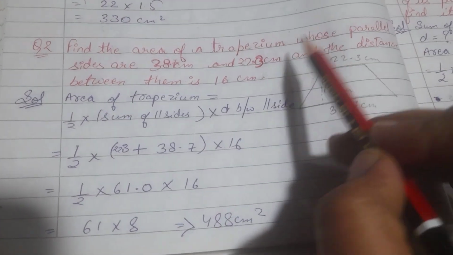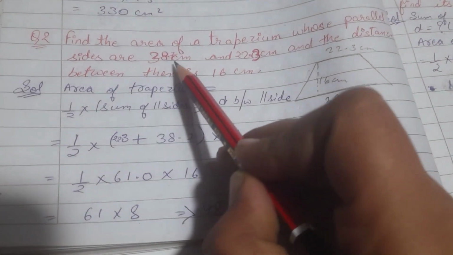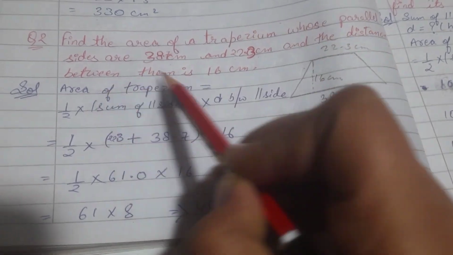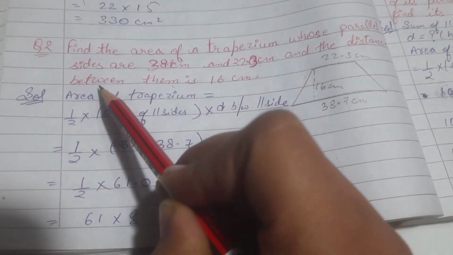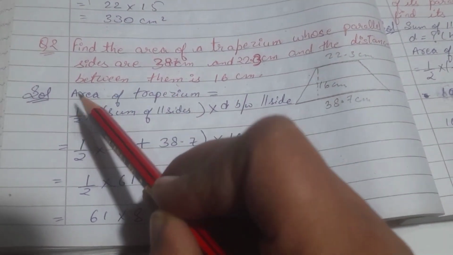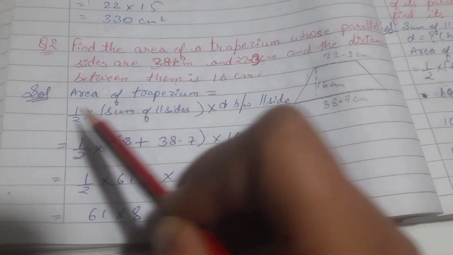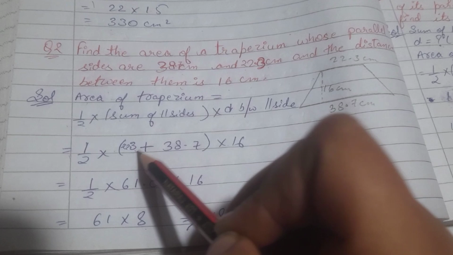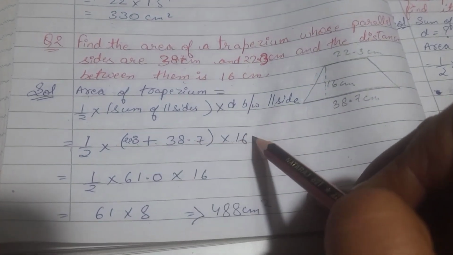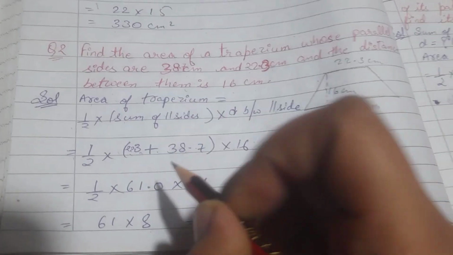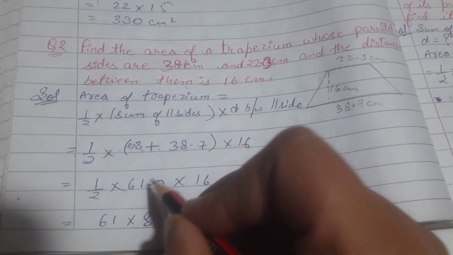Find the area of a trapezium whose parallel sides are 38.7 cm and 22.3 cm and the distance between them is 16 cm. So what is the formula of area of trapezium? It is half into sum of parallel sides into distance between the parallel sides. So half into 22.3 plus 38.7 into 16. So when we add these two numbers, I'll get 61.0. So if I write 0.0 or not, it doesn't matter.